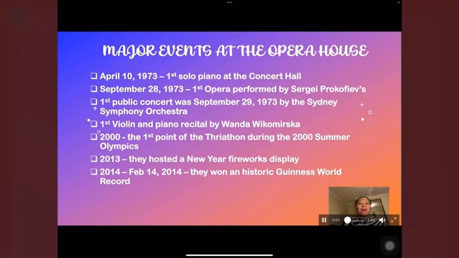We all know that the Opera House is not only well known for its beauty and magnificent architectural design by Jørn Utzon, but it has also experienced a lot of major events. Let's have a look. On April 10, 1973, was the first opportunity to hear a solo piano at the Concert Hall. Also on September 28, 1973, the first opera was performed, by Sergei Prokofiev. And then on September 29, 1973, the first public concert was held by the Sydney Symphony Orchestra. And then next is the first violin and piano recital by Wanda Wiłkomirska.